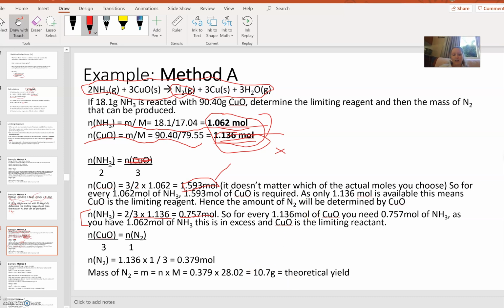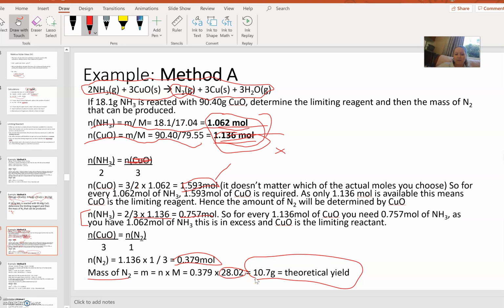We do that calculation, and down here you'll see the number of moles of N2 that's produced is 0.379. Because we've got the number of moles, and you've always got the molar mass, you can then solve for the mass of N2 that would be produced in this reaction. This is the molar mass of N2, so N is 14.01, so 2 of them is 28.02. That gives you a theoretical yield of 10.7 grams.